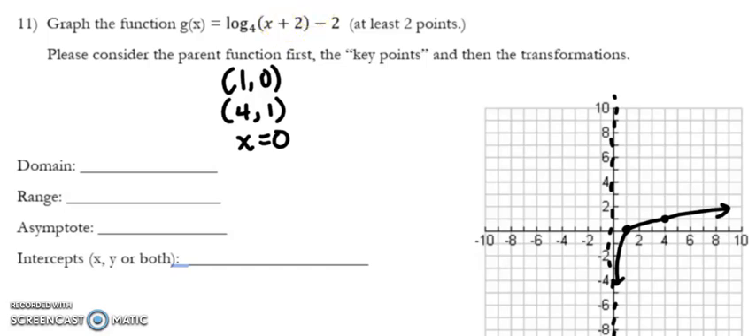This one I'm going to move to the left 2 and down 2. I'm going to do it all together. So I'm going to take this vertical asymptote, move it to the left 2, and then shift it down 2. Well, when you shift a vertical line up or down, it doesn't actually change its location. This point, I'm going to move to the left 2, down 2, left 2, down 2. And this green function ends up being my graph that I'm analyzing.